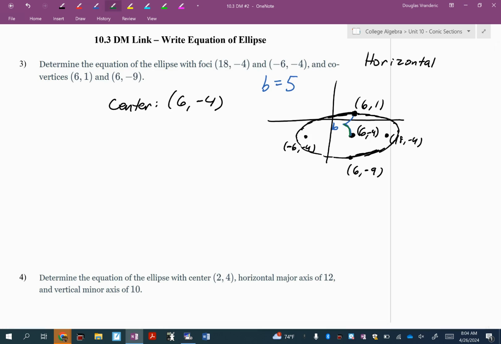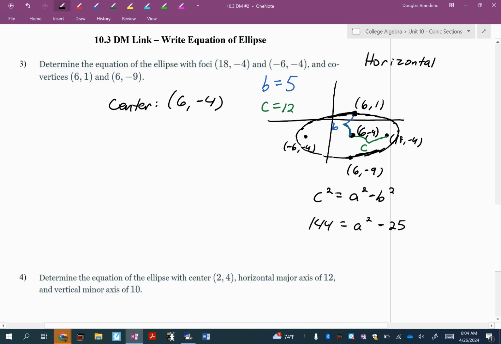Now, this one from the center to a focus point is C. So what is the distance from 6 to 18 or from 6 to -6? It's the same thing. 12. What up, Donovan? Well done. So C is 12. All right, so I have to do that same formula that I did on the last one. C squared equals A squared minus B squared. So that's going to be 144 equals A squared minus 25.